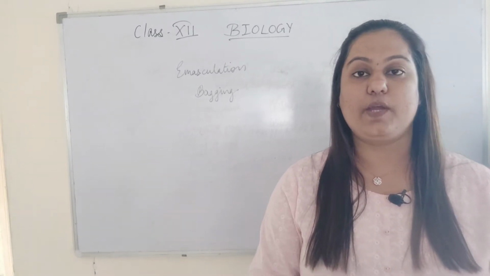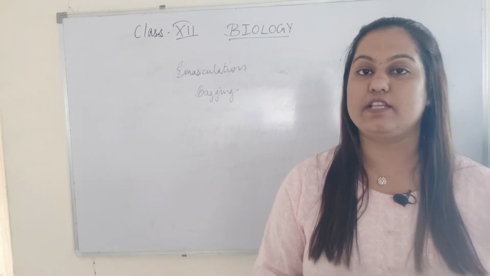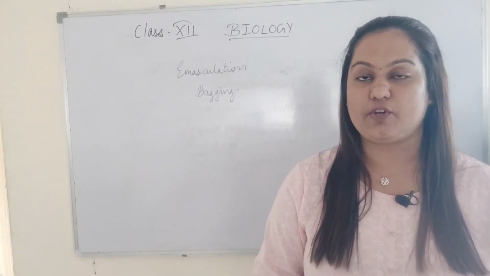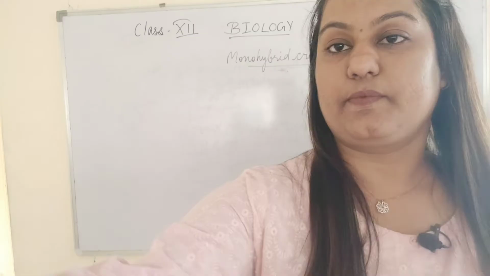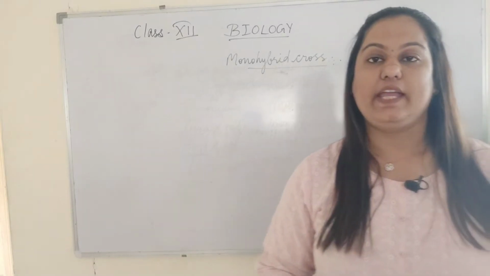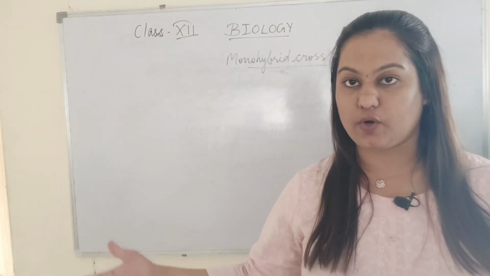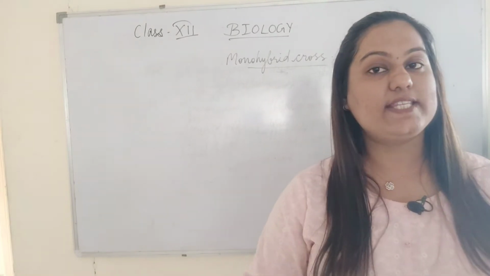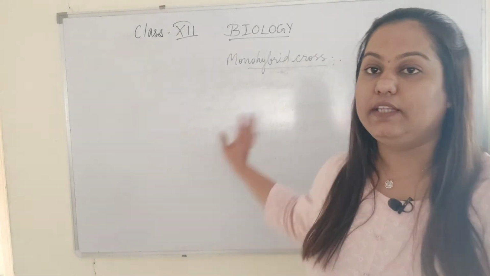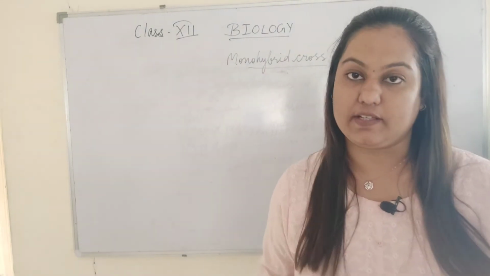Now in the next section, we are going to study about hybridization techniques which are called monohybrid and dihybrid crosses, which were carried out by Mendel. The first experiment done by Mendel was inheritance of one character, also called a monohybrid cross. Now we have already seen 7 pairs of characters. This experiment was done for each pair of character.